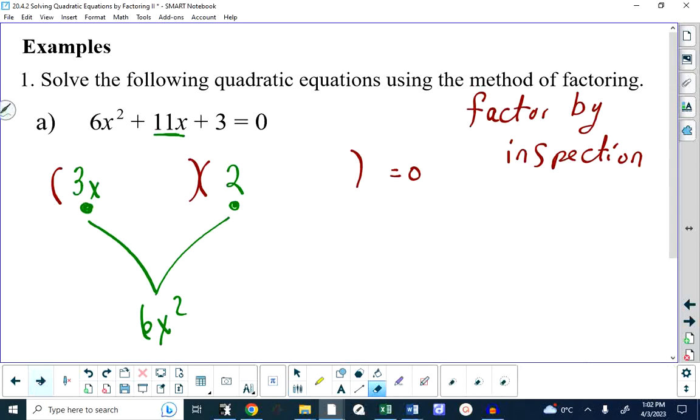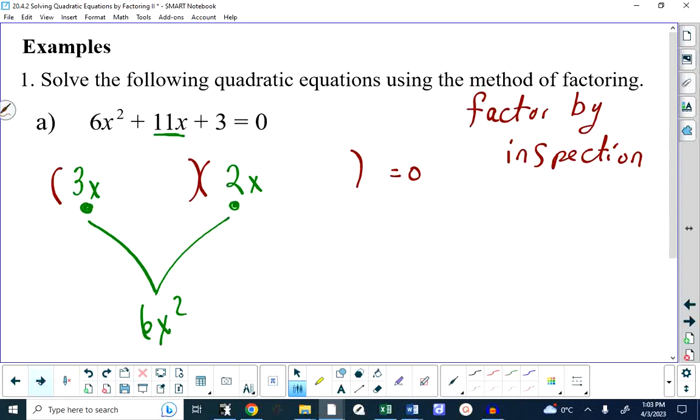So 3x and 2x. Now, could it be 6x and 1x? It could be. Is it? I don't know. But I'm going to try this first. Okay? Now, what about the 3? Well, that's easy. And by the way, when you do inspection, you don't worry about any negatives until later. What are the only 2 integers that multiply to give 3? Forgetting about positives or negatives, 1 and 3.